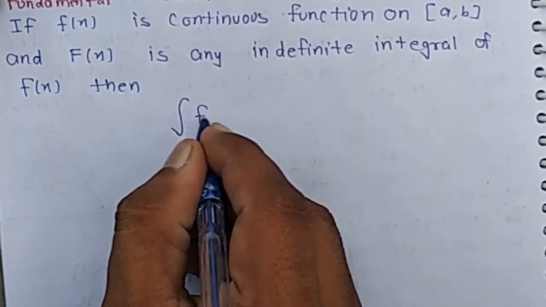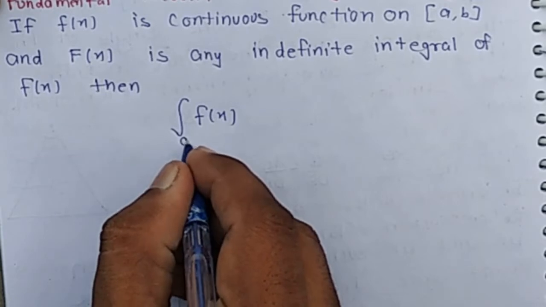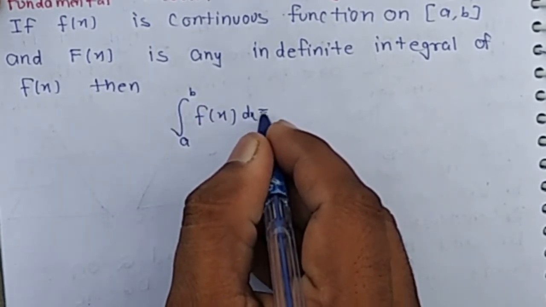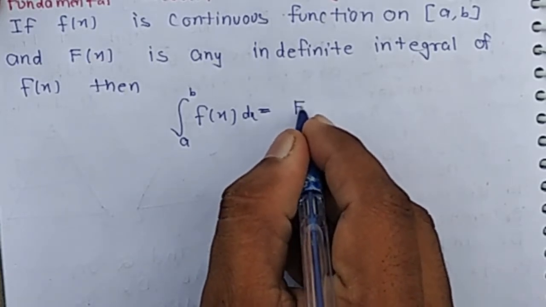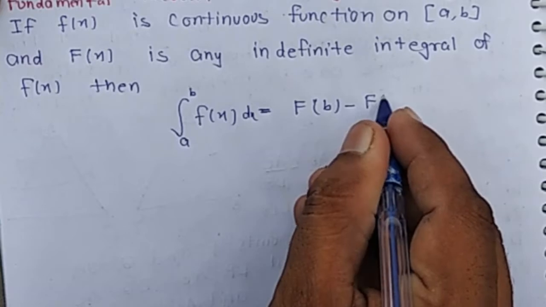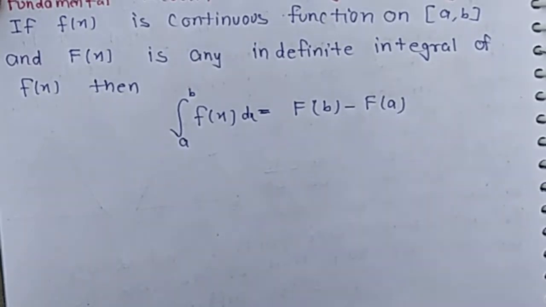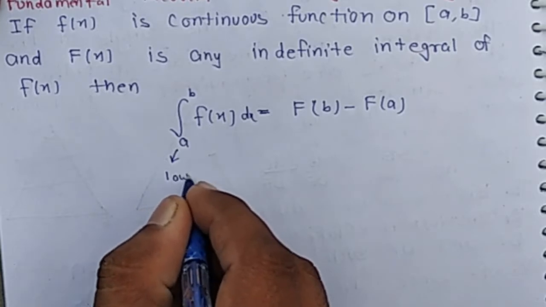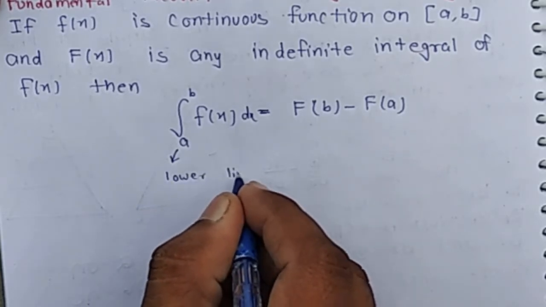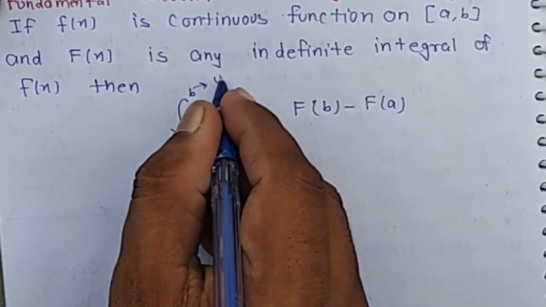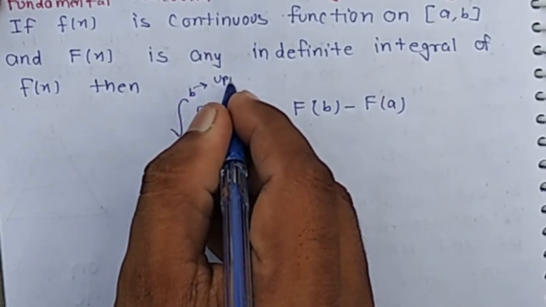the integration of small f(x) from a to b with respect to dx is equal to F(b) minus F(a). Here a is the lower limit of the function and b is the upper limit.